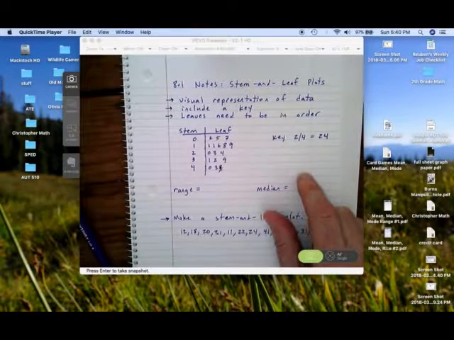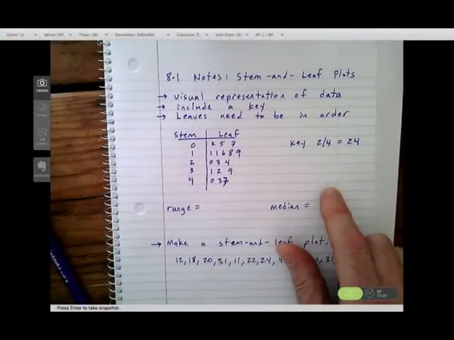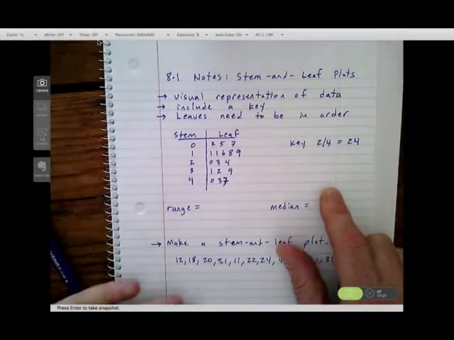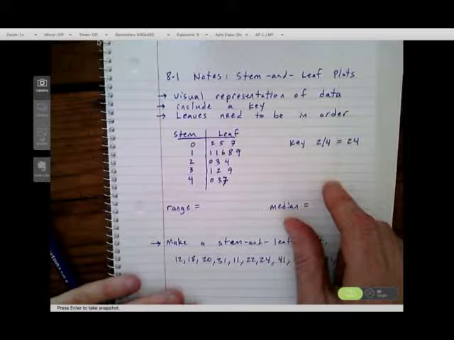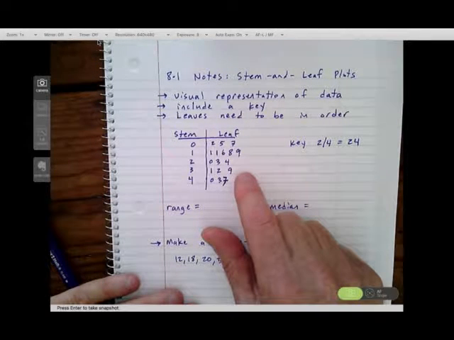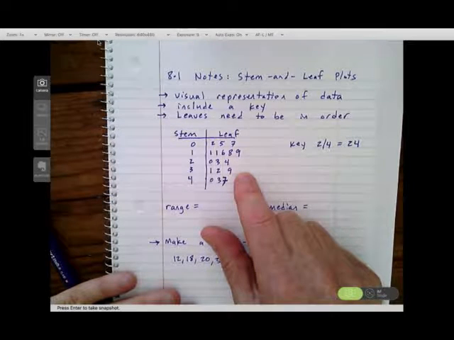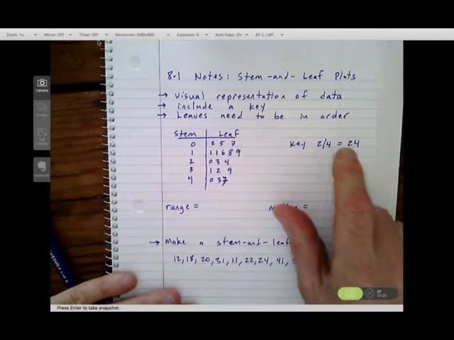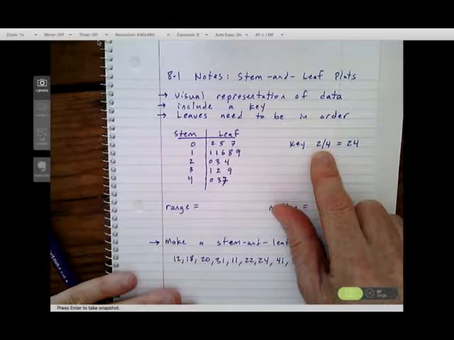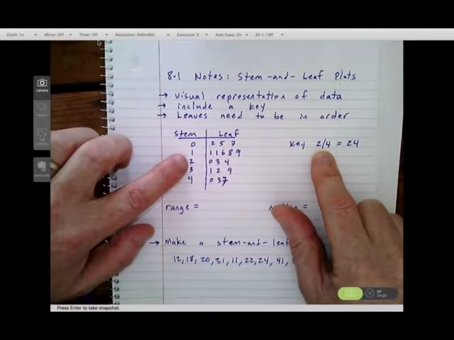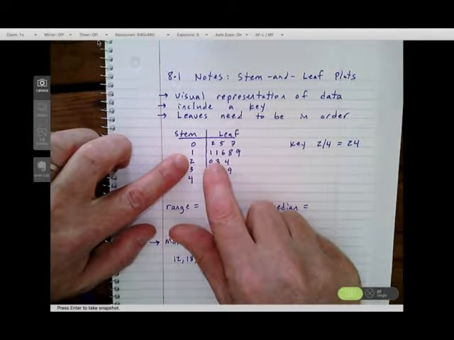Okay, these are the notes for section 8.1, and here in section 8.1 we're going to start looking at stem and leaf plots. Now they are a visual representation of data. They look kind of like this. And when you write them out, I'll show you how to do that in a bit and how to read them, but make sure you include a key. So that tells you what the stem and the leaf together make.